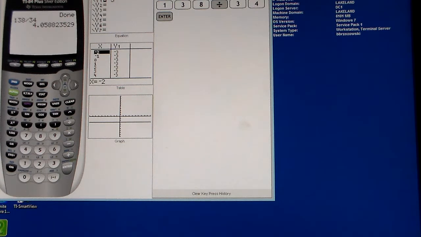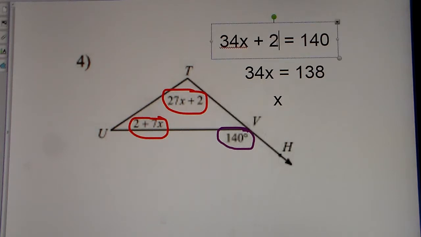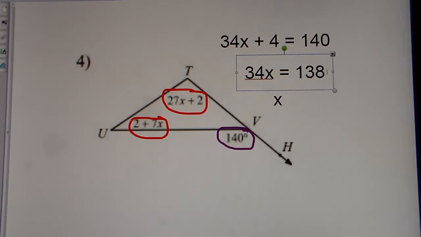We have 4.05. Let's see if I made a mistake somewhere. Oh, because I typed in plus 2, but it was 2 times 2, so it's a plus 4. And when you subtract 4, it gets you 136. And then when you divide both sides by 34, you get x equals 4. That makes more sense. So number 4 is x equals 4.